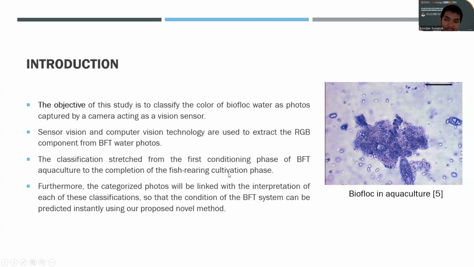The objective of our study is to classify the color of biofloc water automatically using computer vision. We capture photos with a camera acting as a vision sensor. Vision sensor and computer vision technology are used to extract the RGB components from the color of the BFT water photos, which are then used to analyze and classify. The classification stretches from the first conditioning phase of BFT aquaculture to the completion of the fish rearing cultivation phase. And further, the categorized photo will be linked with the interpretation of each classification so that the condition of the BFT system can be predicted instantly using our proposed novel method.